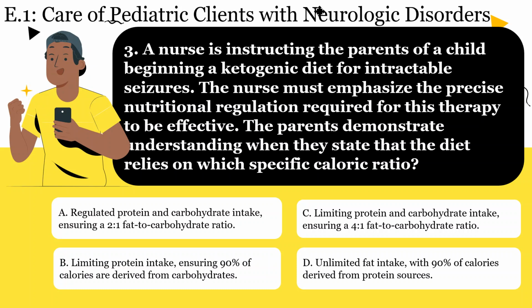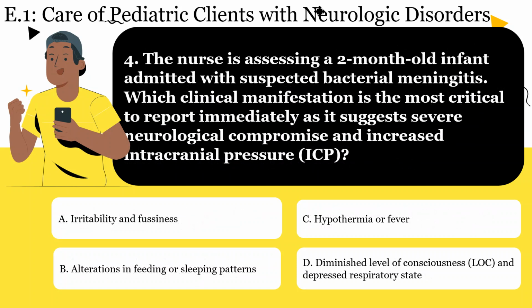That is 4 is to 1 fat to carbohydrate ratio. Number three, letter C. Let's proceed to number four.